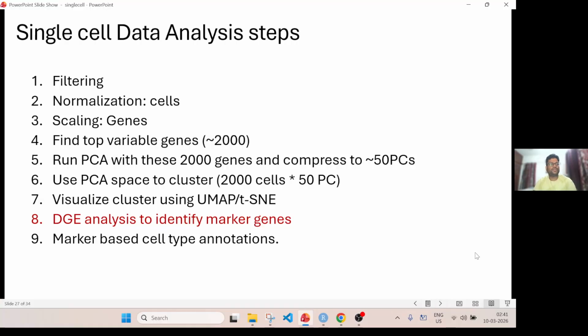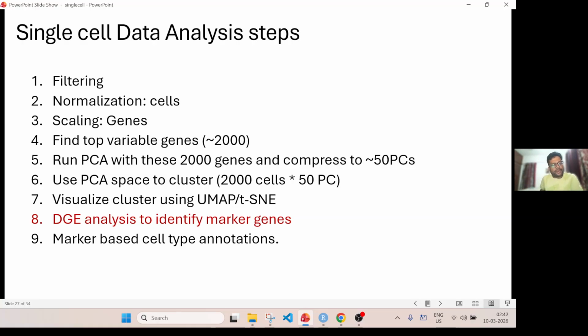Okay, so these are the steps that we have followed. In the typical workflow, you take the raw data, do the filtering, normalization, scaling, and identify the top variable genes. We do the PCA, which compresses the data. Use PCA to do the clustering and visualize your clusters using either UMAP or t-SNE, but you may go with the UMAP visualization. Once you see that you have, let's say, 5 or 10 clusters, it's very important to compare each cluster with the other clusters and do the differential gene expression.